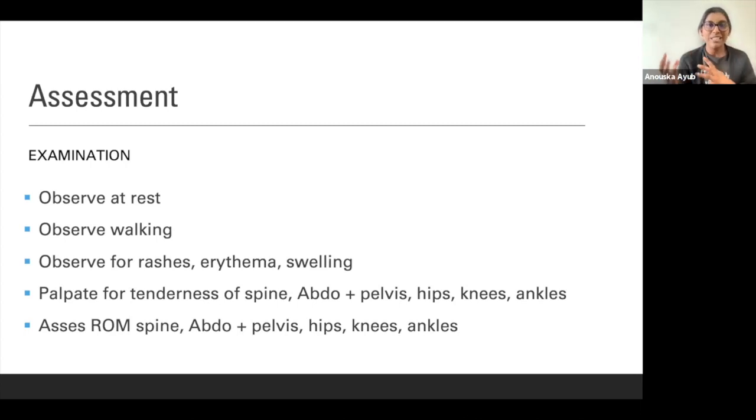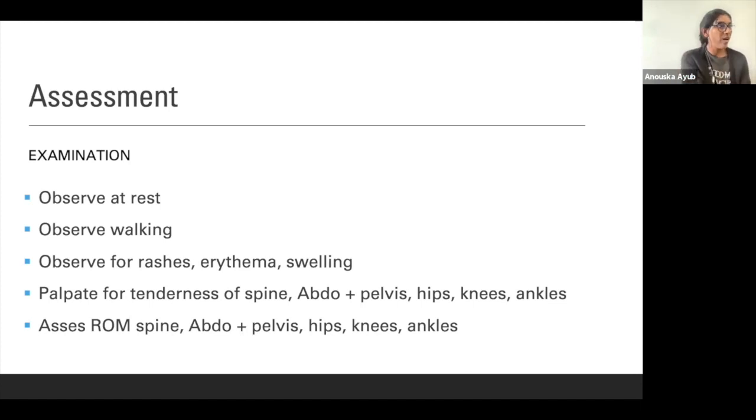The position, the attitude of the limb is very important, because we know that for hips particularly, the position of comfort, so the position with least stretch on the capsule, is flexion, abduction, and external rotation. And if you observe a child lying with the posture of the lower limb in that position, that's worrying. For knees, kids will lie with their knee a little bit flexed. They won't want to straighten it. For ankles as well, in plantar flexion, not dorsiflexion. So these things are important, just observing the child at rest.